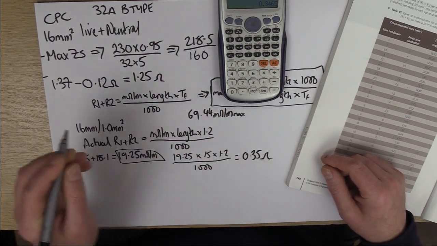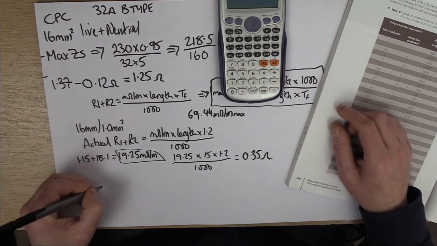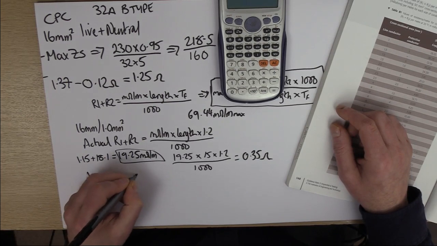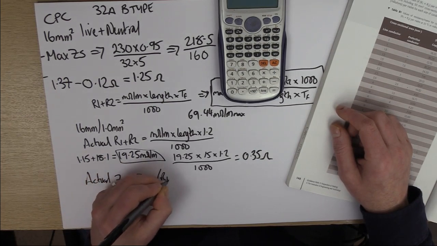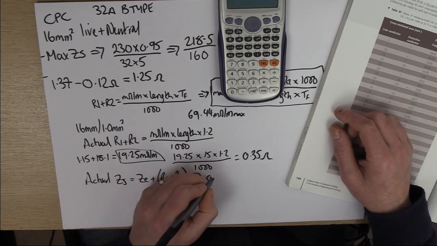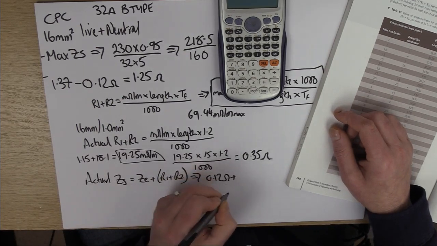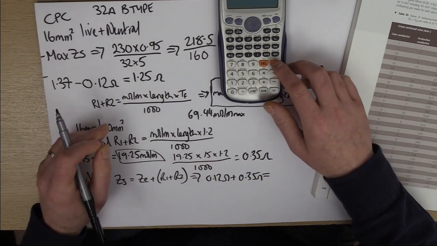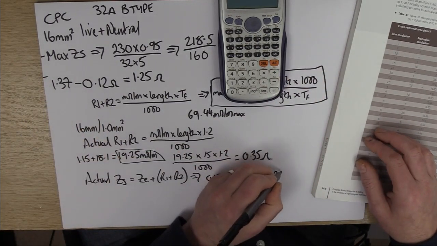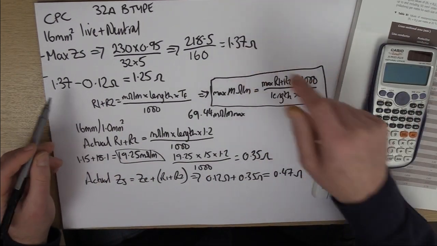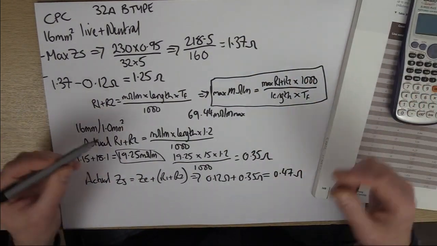So it's good. So our actual ZS then, ZE plus R1 plus R2, that would be 0.12 ohms for our ZE plus our R1 R2 of 0.35, which gives us 0.47 ohms. Clearly much less than that, so it's all good.